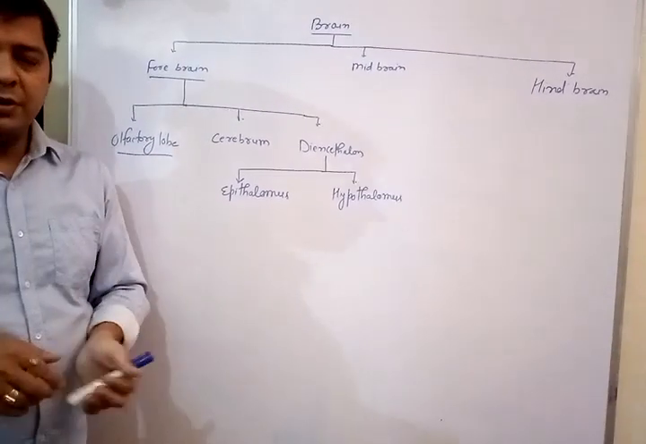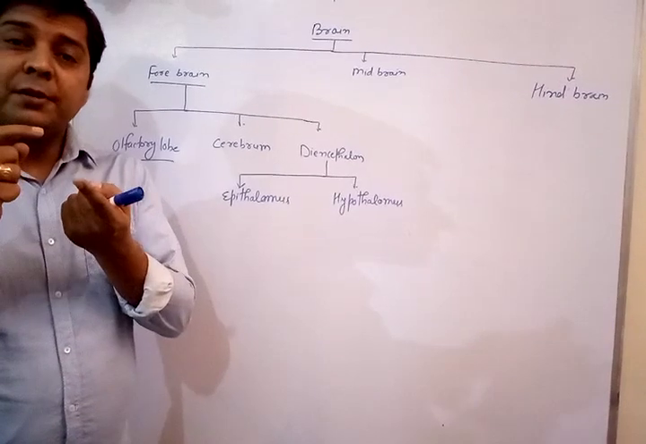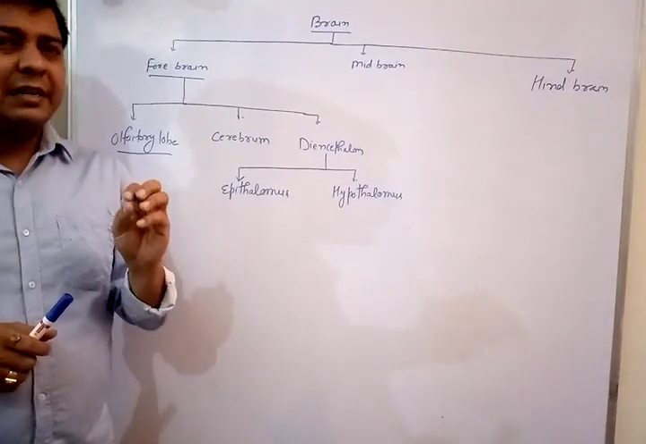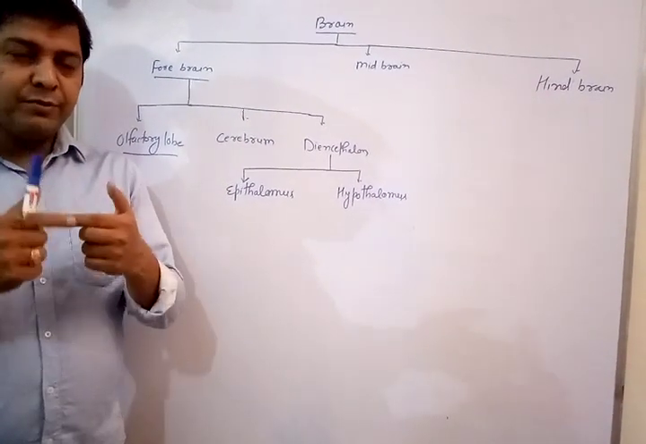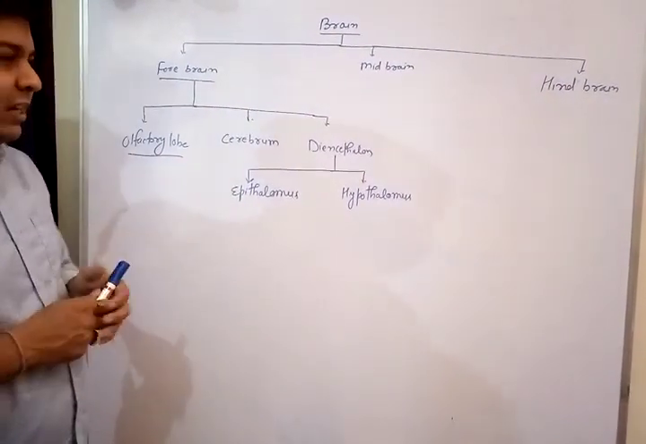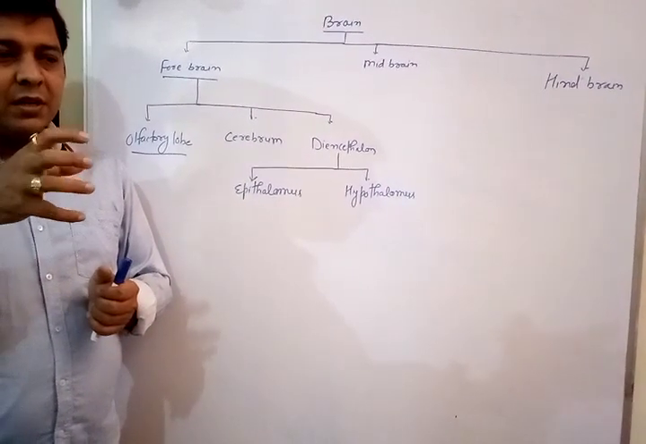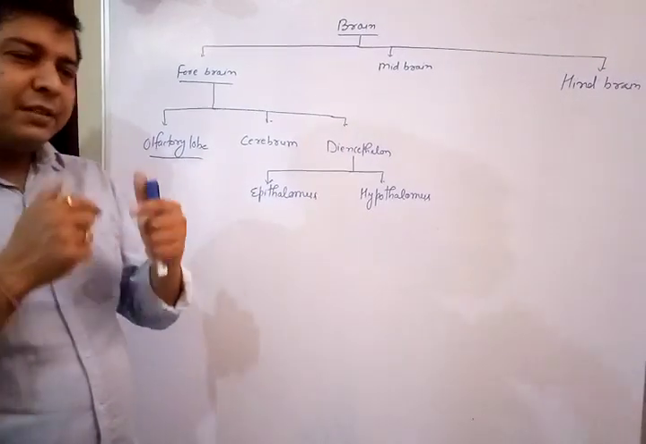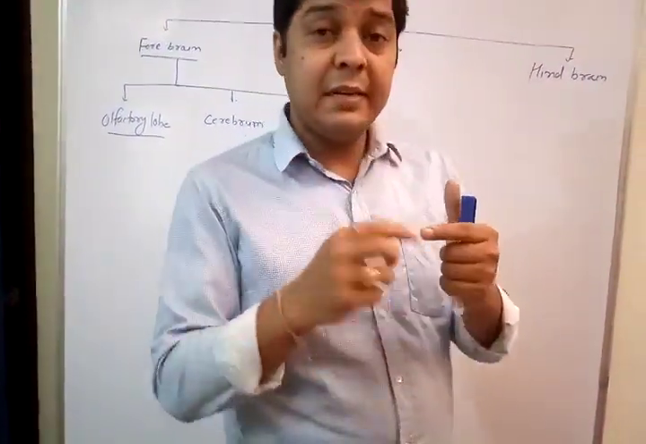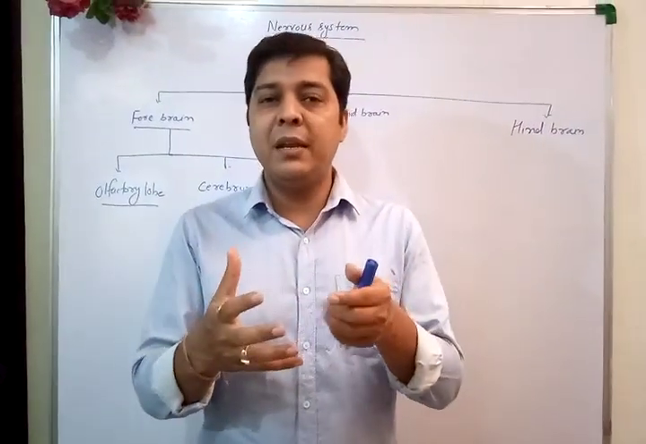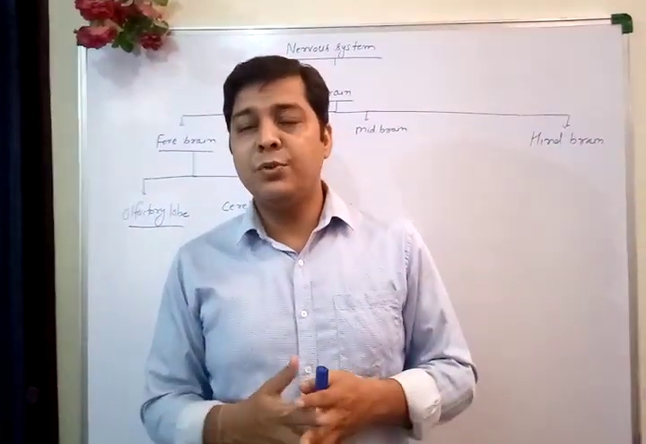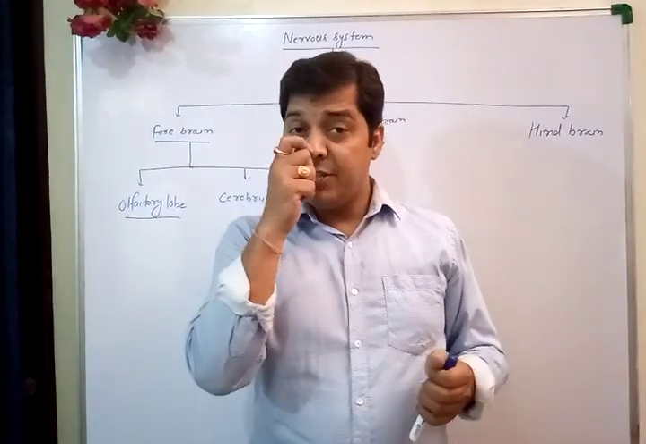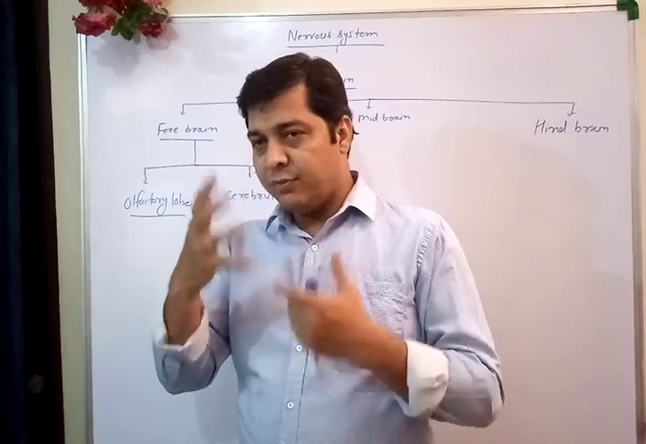Now children, if I explain the role of the olfactory lobe, this is the part of the forebrain which is responsible for receiving the message through the sensory nerve from the olfactory receptor. Olfactory receptor means nose, one of the 5 receptors. All kinds of information related to smell, different kinds of smell as we move in our surroundings, are sensed by the olfactory lobe.